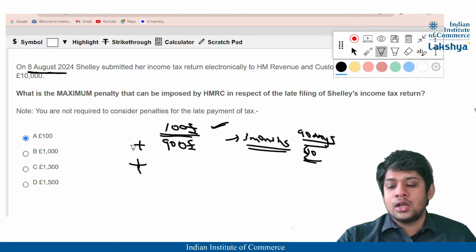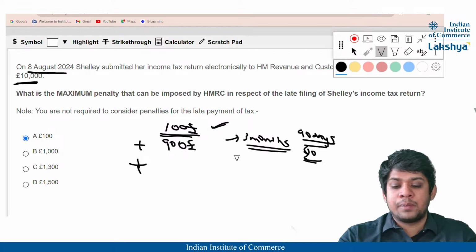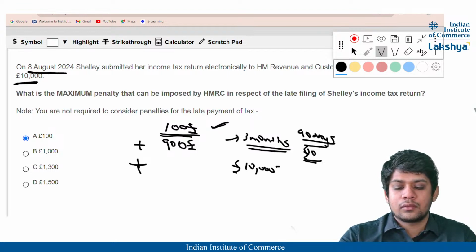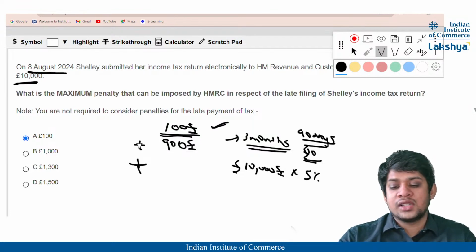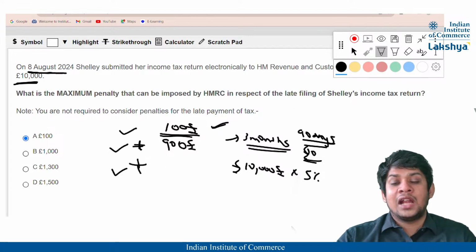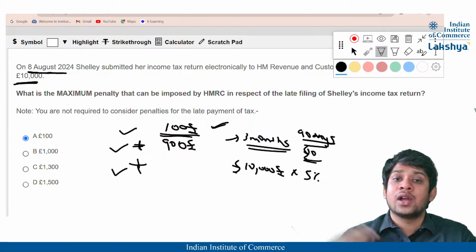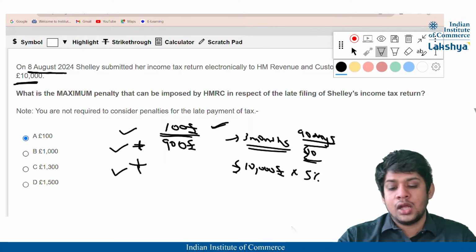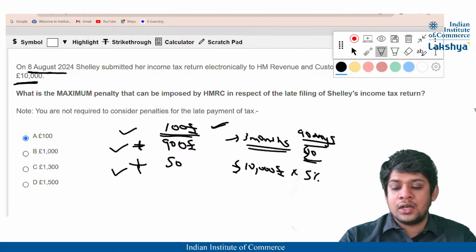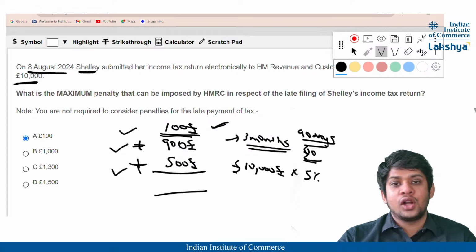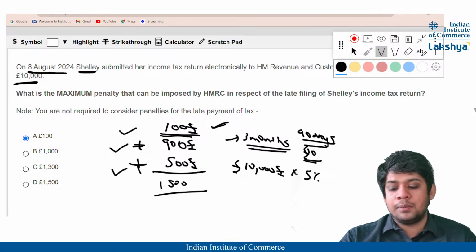Plus, additionally, on her tax liability which is due, that is £10,000, an additional 5% will be charged. So all this will be payable, not just that 5%. Plus, she will pay additionally 5%. And if she exceeds 12 months, she'll pay another 5% additional. So £10,000 into 5% will give us £500 additionally she'll have to pay. So Shelley in total for the late submission of return has to pay a penalty of £1,500.